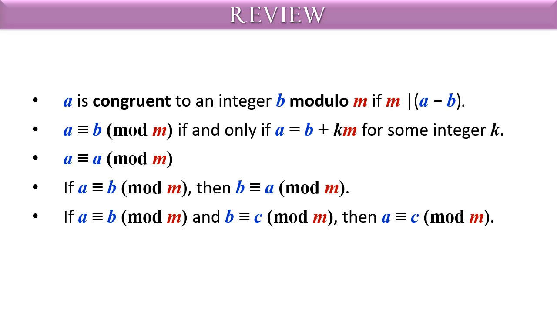Next, by reflexive property, a is congruent to a mod m. Additionally, by symmetric property, if a is congruent to b mod m, then b is congruent to a mod m. Lastly, by transitivity, if a is congruent to b mod m and b is congruent to c mod m, then a is congruent to c mod m. Note that some of these theorems will be used in proving the theorems that I am about to discuss. Let's proceed.